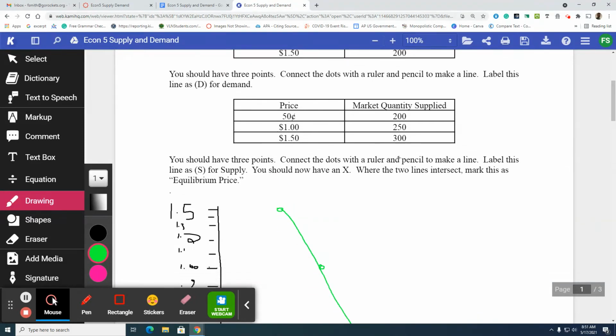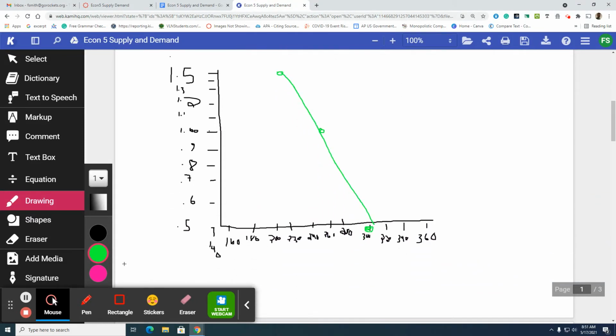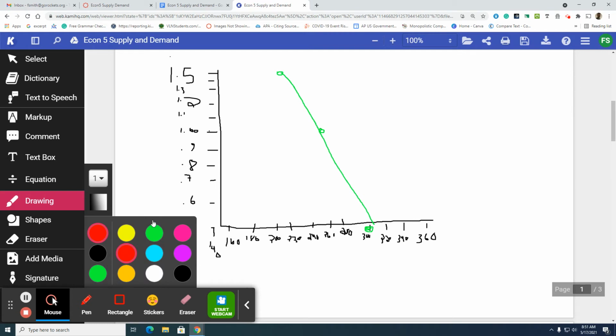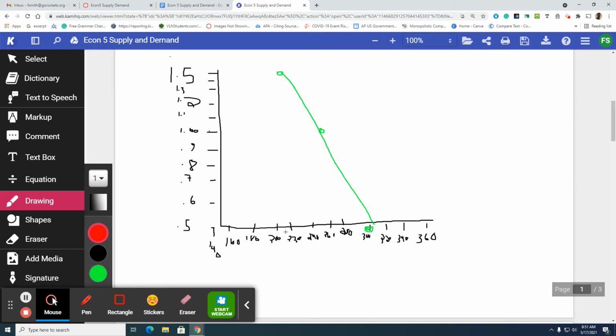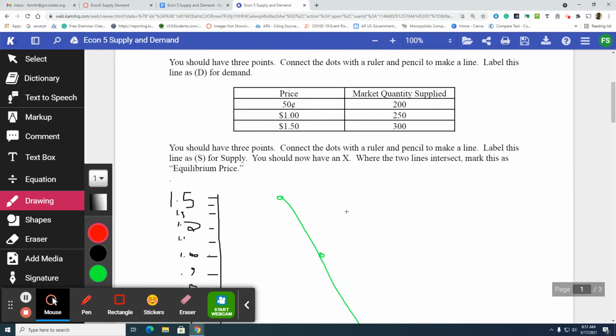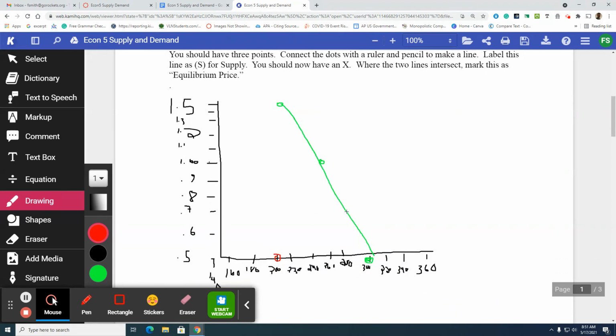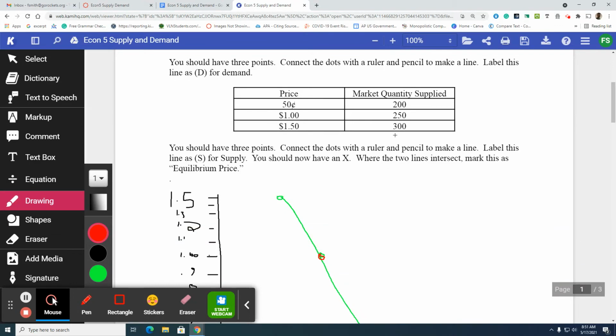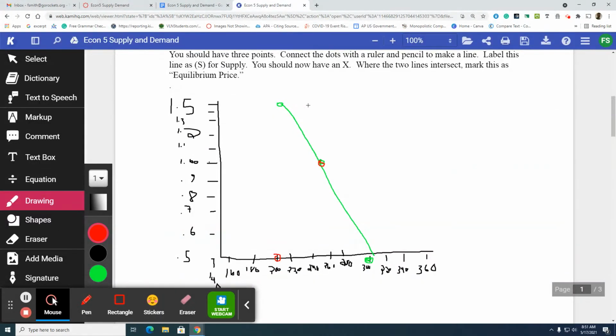And then we'll draw the supply curves, 50 cents and 200. Let's put this in red. 50 cents and 200. And $1 and 250, which is going to be in the same place, and $1.50 and 300. So $1.50 and 300. And so this is going to be the supply curve. We can label this. This is going to be the demand curve.